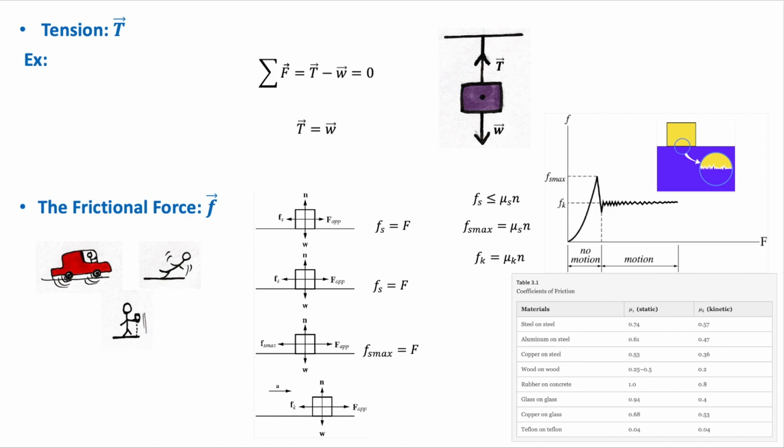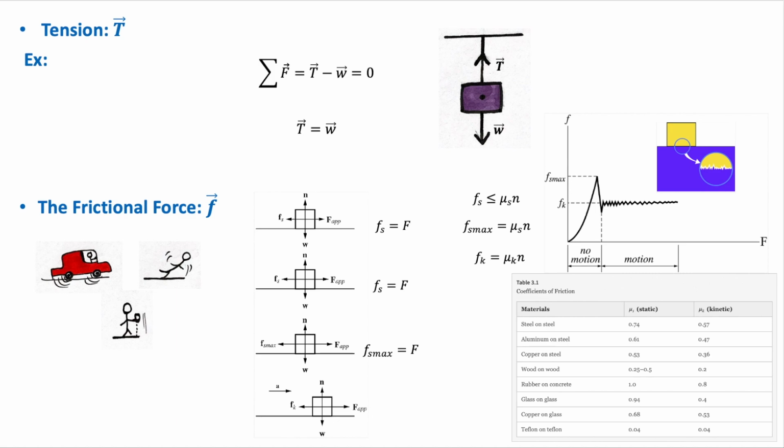Experiments show that Fs and Fk have the following properties. Fs max is equal to mu s times N, where mu s is the coefficient of static friction and N is the normal force acting on the block. As long as the block is at rest, Fs will be equal to F. So as F increases, Fs also will increase. And Fs is always less than or equal to Fs max.